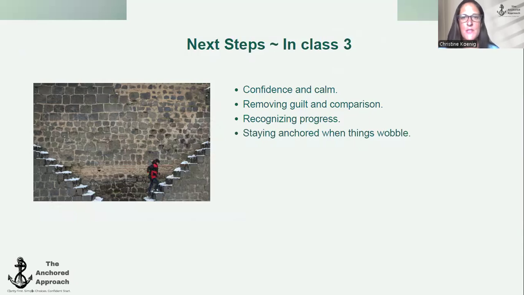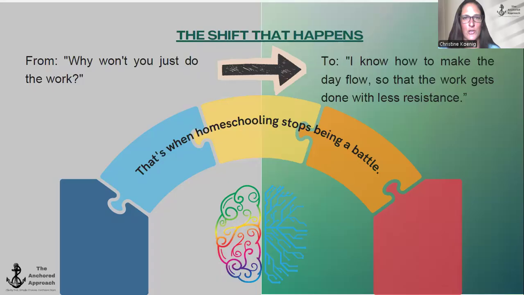And our next steps: class 3 is going to be coming out. This is going to look at confidence and calm, removing guilt and comparison, recognizing progress, and staying anchored when things wobble, because even the most advanced or those who've been homeschooling for a long time, we even have wobble moments. All of us do. It's natural.